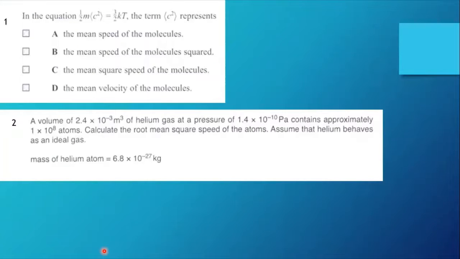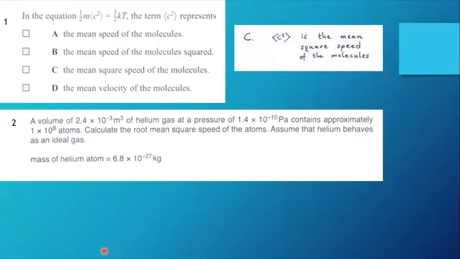Now, we've got a few exam style questions. In question 1, the term c squared represents what? Well, don't we know that already? Is it the root mean square value? No, certainly not. It's the mean square speed of the molecules. So that is answer C.